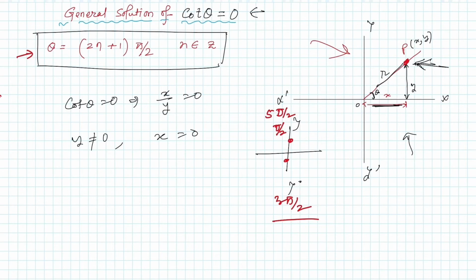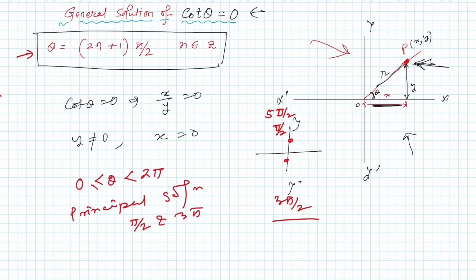In the case of principal solution, theta must lie between 0 and twice pi, so greater than or equal to 0 and less than twice pi. So the principal solutions here are pi by 2 and 3 pi by 2. Hope you have understood this.